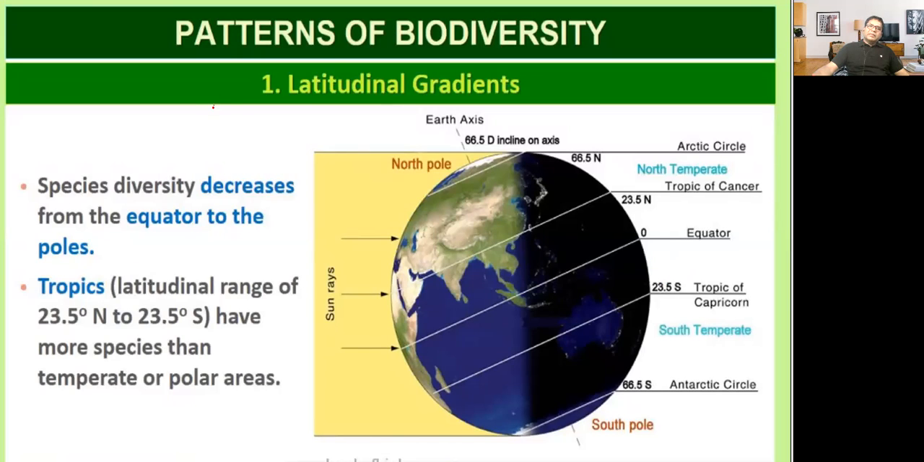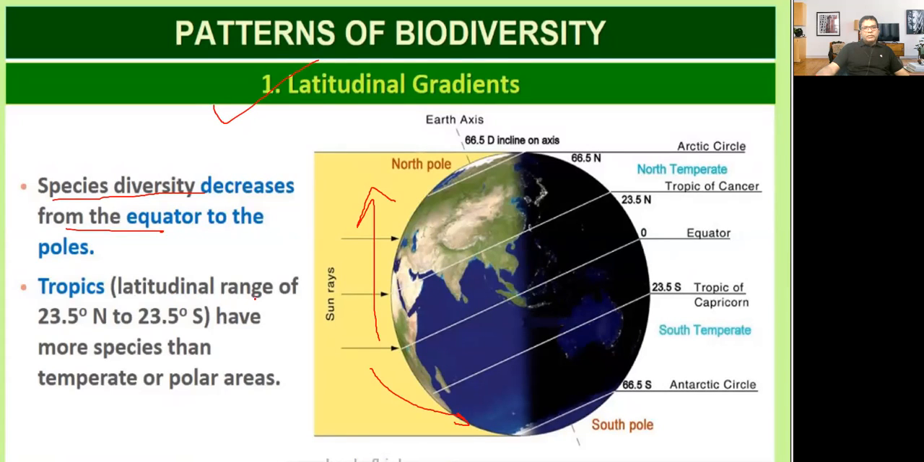Now, the next topic is latitudinal gradient. Species diversity decreases from the equator to the poles. This is the equator. If we move towards the pole, the north side or the south side, the diversity will decrease.